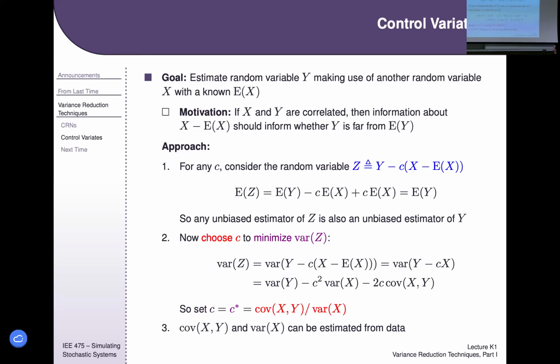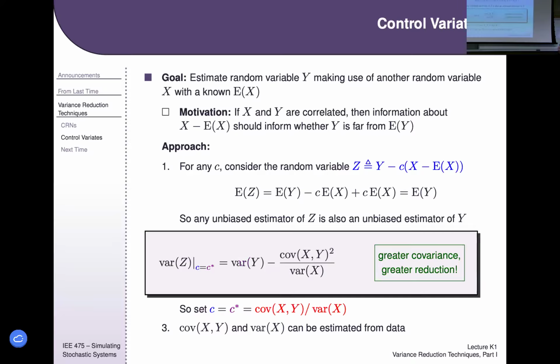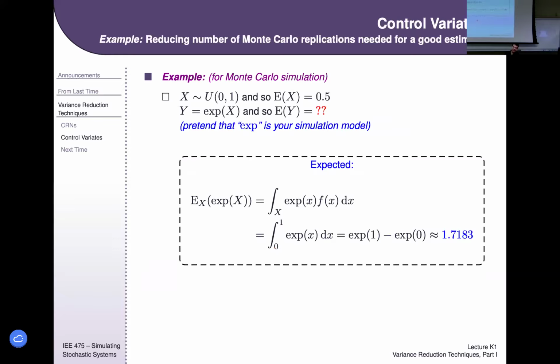So let's see how we can do that. This is basically the idea here. The variance in Z is going to be the variance in Y minus this amount here. So how does that work in practice? Here's a really simple example, rather than running a big full simulation, but you can imagine this is like a simulation.